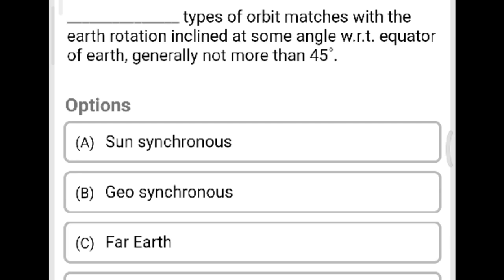Next question, dash types of orbit matches with the earth rotation inclined at some angle with respect to equator of the earth, generally not more than 45 degree. Option A sun synchronous, option B geosynchronous, option C fair earth, option D none of the above. The correct answer is option B geosynchronous.